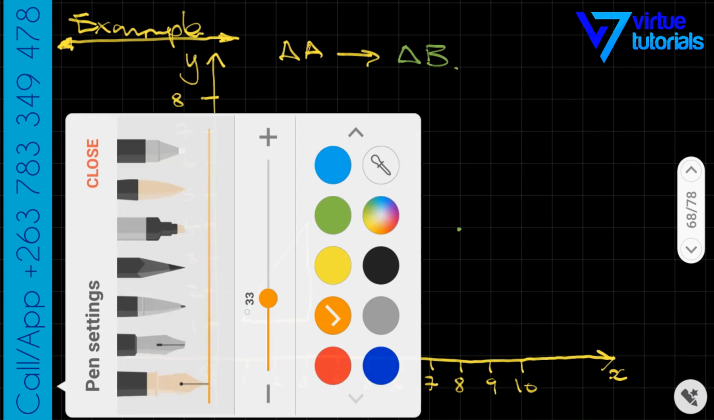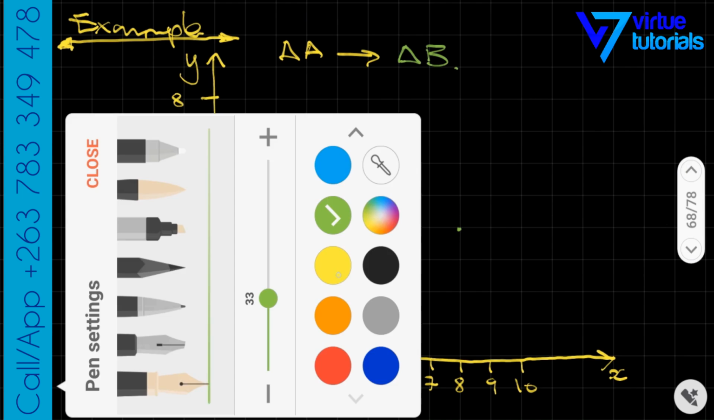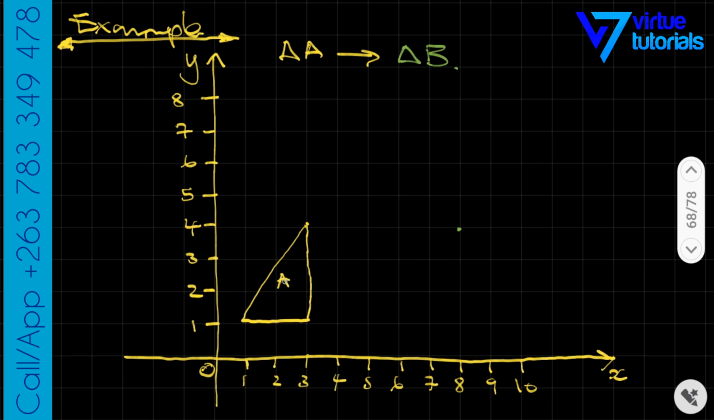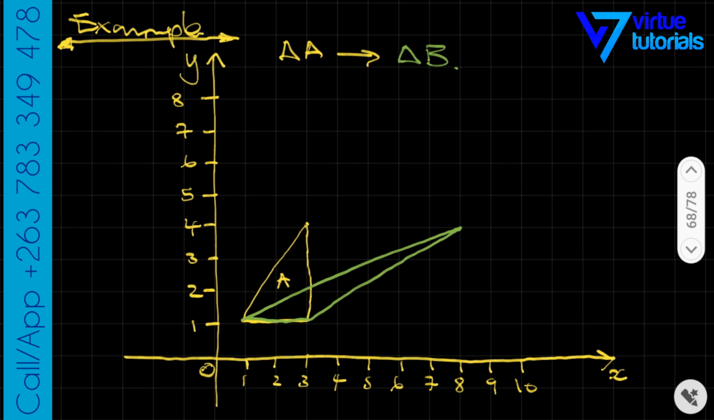Okay, so let's have an example here. Let's say shape a triangle A. This is triangle A. Here's my triangle A. It experiences a shear, and the resulting triangle is triangle B. So this is triangle B, the green one. Triangle B and triangle A share the same base. So I had triangle A, and the image is triangle B.